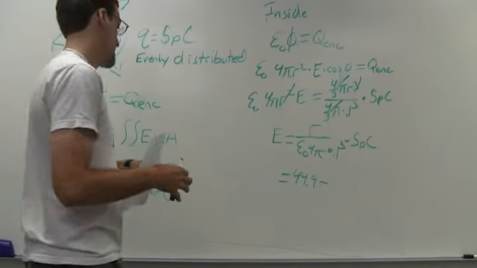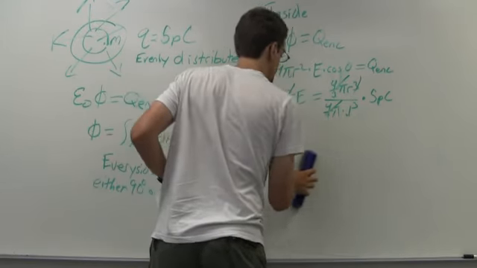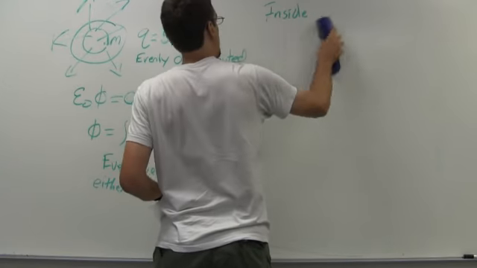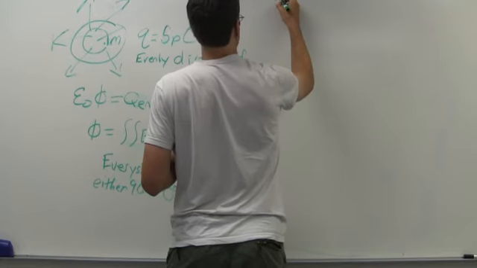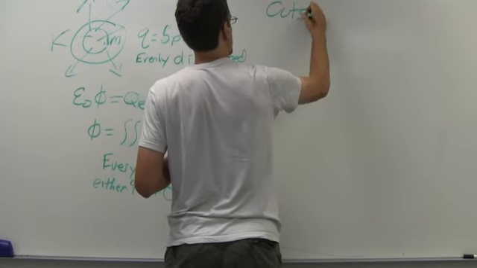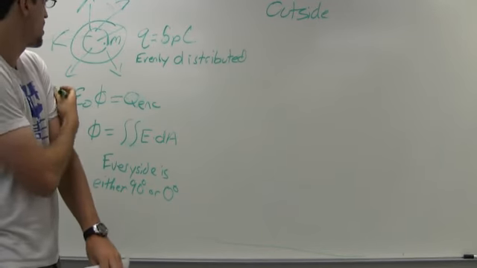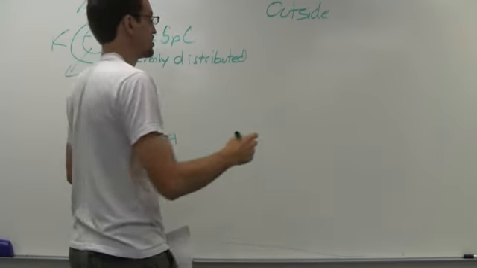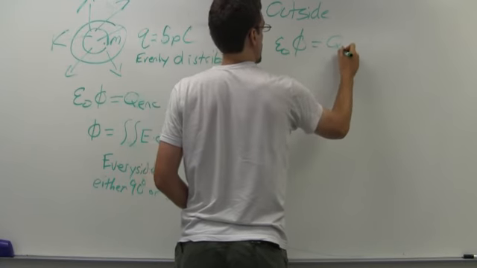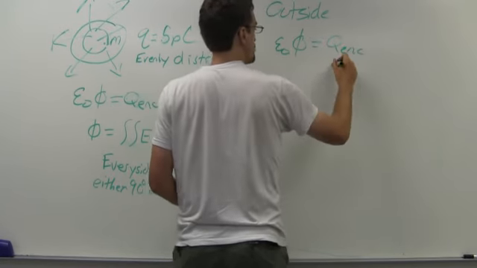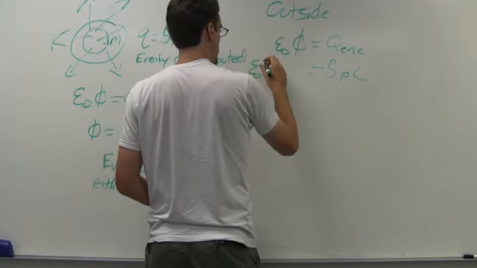Alright, now we're going to go to outside. I'm going to have to erase here. Apologies for that, but you can pause it, can't you? Okay, we're going to go outside. Outside is easier because what doesn't change? We know that the Q enclosed isn't going to change. So we have, again, epsilon naught times the flux equals Q enclosed. Now Q enclosed is just 5 picocoulombs, while the other side is the same as it was before.